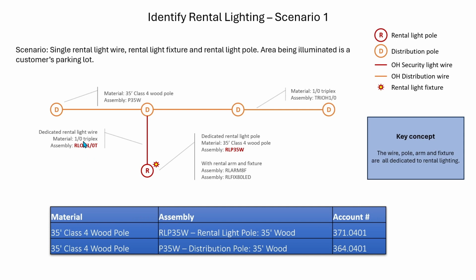And so just like with the streetlight examples, the material for the wire is 1/0 triplex here, but the assembly is a rental light assembly. Same with the material for the pole. It's the same as the distribution poles, but the assembly is a rental light assembly. And do note also that we have an arm and a fixture, and because they are also considered to be for rental lighting purposes, they are getting rental lighting assemblies as well.